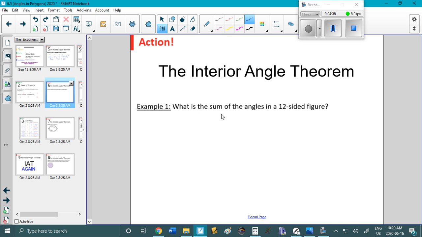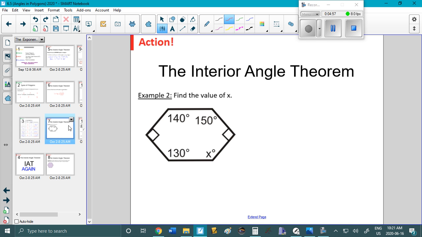What is the sum of the angles of a 12-sided figure? I encourage you to pause and try it. So 12 minus 2 is 10. So 10 times 180 equals 1,800 degrees. Done. That's pretty much it today.